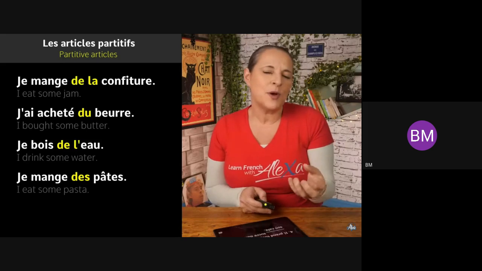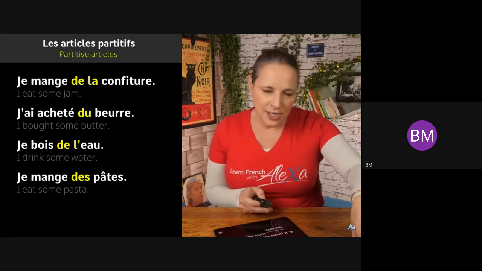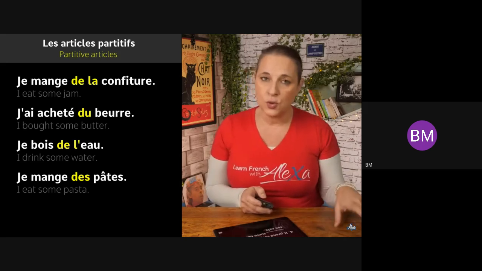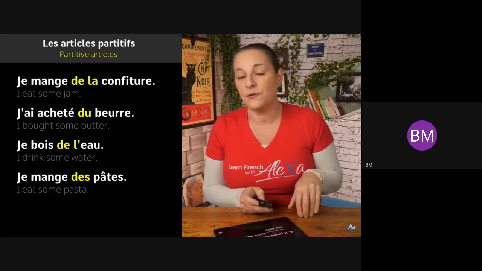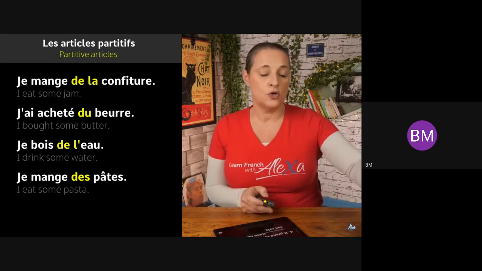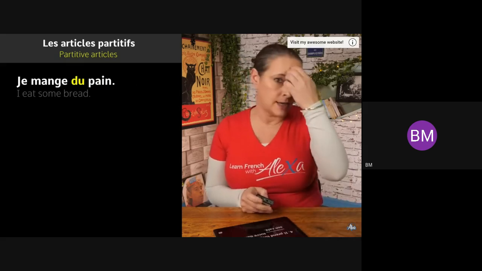So what happens when we use a partitive article with a negation? When using a negation in a sentence, the partitive articles de la, du, des, de l' become de or d' with an apostrophe. For example, je mange du pain, I eat bread. But we want to say, I don't eat bread. You would say, je ne mange pas de pain. See, the du becomes de because we are using a negation.